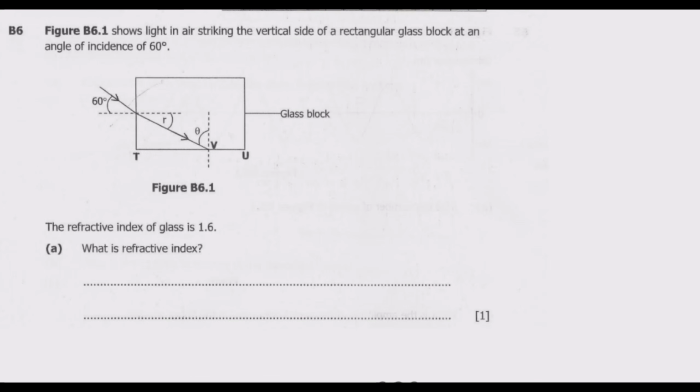Let us look at question B6. Figure B6.1 shows light in air striking the vertical side of a rectangular glass block at an angle of incidence 60 degrees. The refractive index of glass is 1.6.